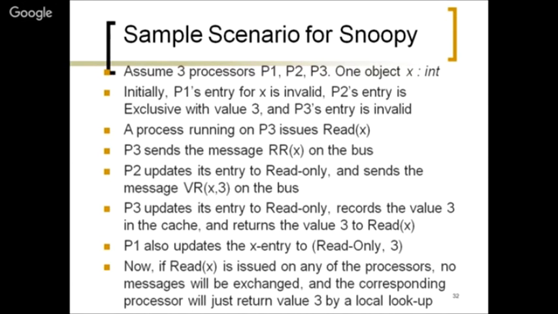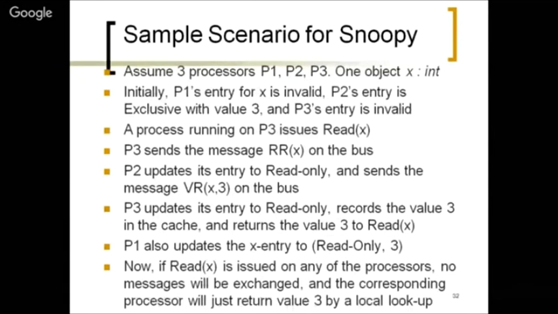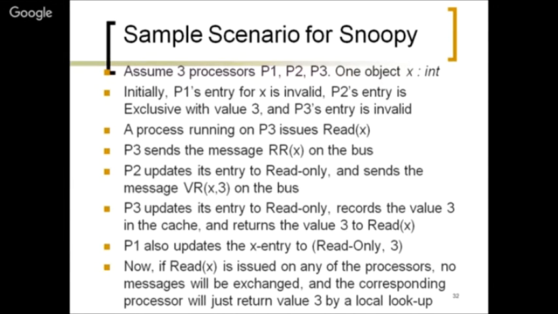So P3 updates its entry to read only now, because P3 was initially invalid. It issued the read request message and was responded to by the VR message. Then it goes to read only, because instead of invalid, it now has its own current copy of X, recording the value 3 in the cache. Now what does P1 do? Initially P1 is in the invalid mode, so again it will go to read only, the same thing as we did for P3. It sends the read request, then it receives the value response.